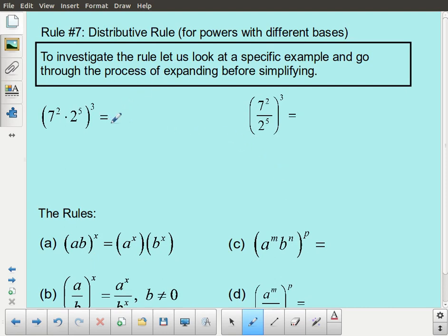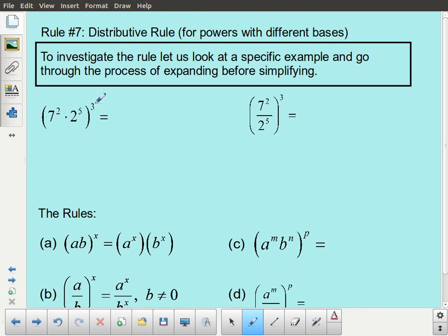Now, distributive rule for powers. Sometimes we don't want to have to write all of this out first. So for example, I've got 7 squared times 2 to the 5th. I'm really focusing on powers here, so I'm not going to write 7 squared as 49, and I'm not going to write 2 to the 5th as 32. I'm just going to leave it this way.